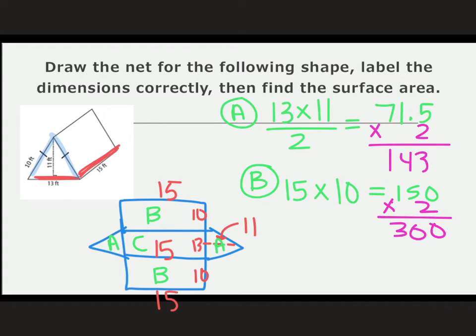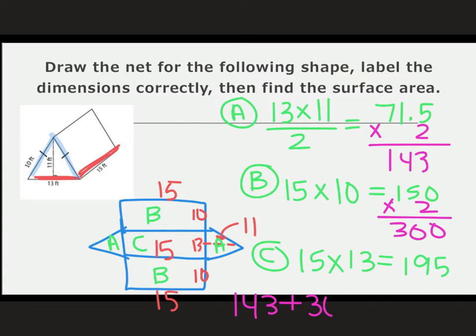Last but not least, shape C was a 15 by 13. Plug that in your calculator, you should get 195. Final step, add our 3 numbers. 143 plus 300 plus 195. We should get a total area of 638, and it would be feet squared on our units.